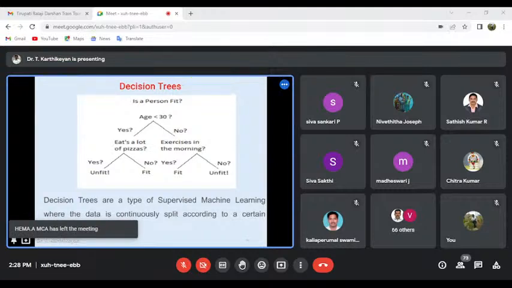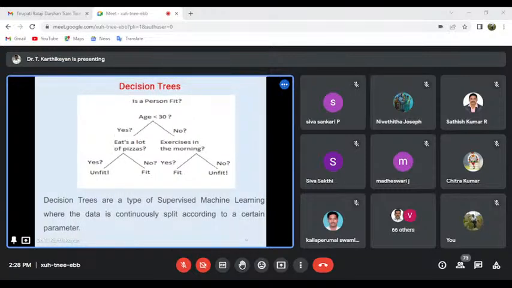So here we are going to check whether the person is fit or not. You can see in the data, the question is asked, what is the age of the person? If the age is less than 30, this is just an example. There is nothing with a proper analysis or proper data. This is just an example. Say for example, a person is less than 30 years of age.